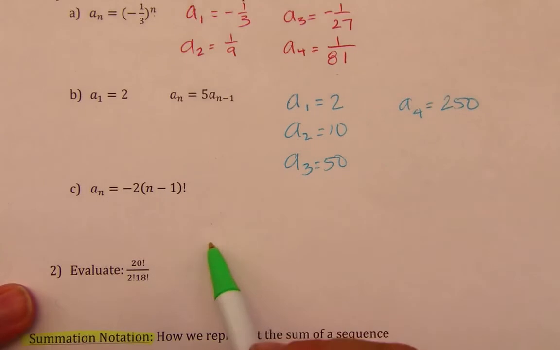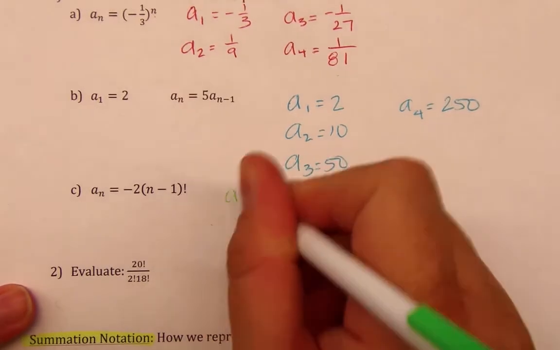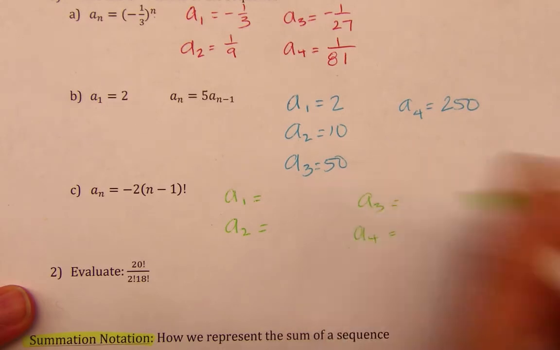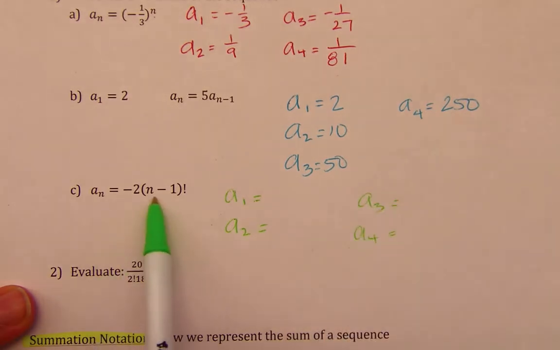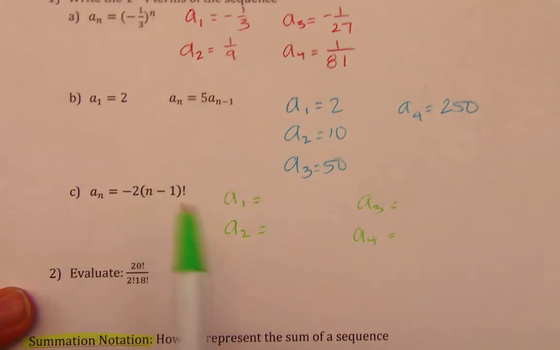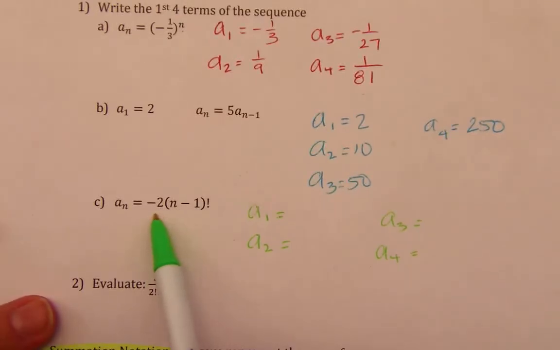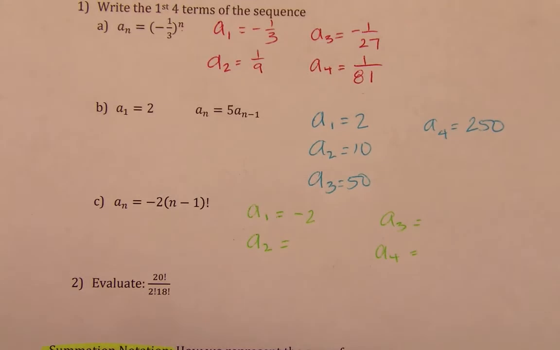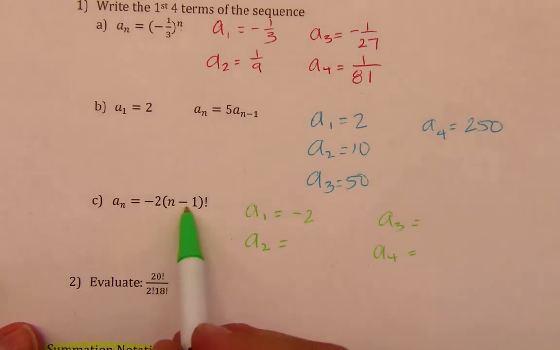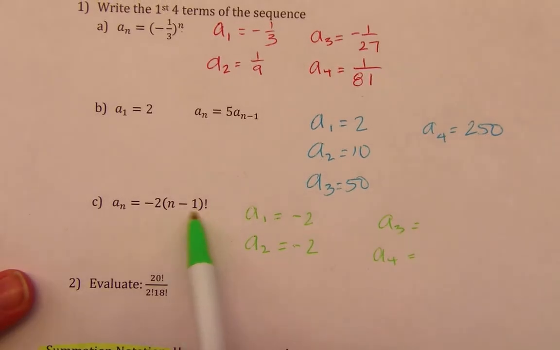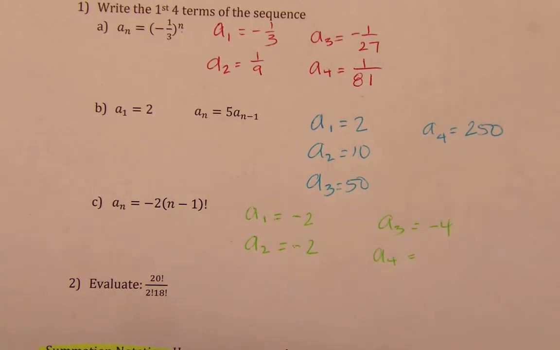Now we have an example of factorials. Plugging in the first term. For the first term, plugging in 1. 1 minus 1 is 0. 0 factorial we defined as being equal to 1. So 1 times negative 2 is negative 2. And then plugging in 2, 2 minus 1 is 1. 1 factorial is 1 times negative 2 is negative 2. 3 minus 1 is 2. 2 factorial is 2 times 1 is 2 times negative 2 is negative 4.